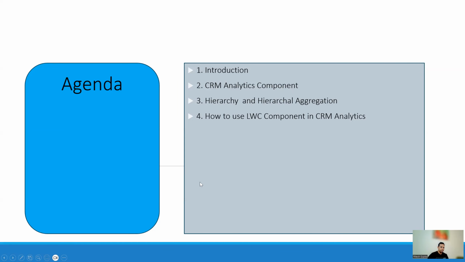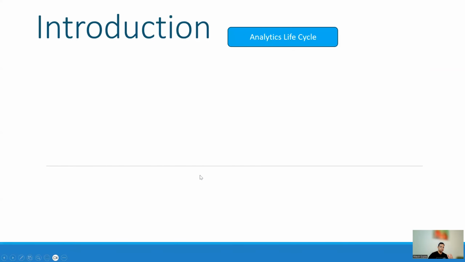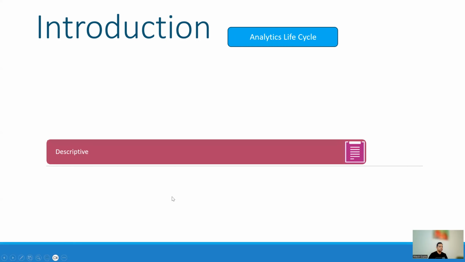As part of that introduction, why do we need analytics? Analytics means we have data all over the place, but when we start putting the data together in such a manner that people can take decisions, that is called analytics. The analytics life cycle starts with descriptive, which means what is happening: when we see what is my revenue for the year or monthly, that is called descriptive.